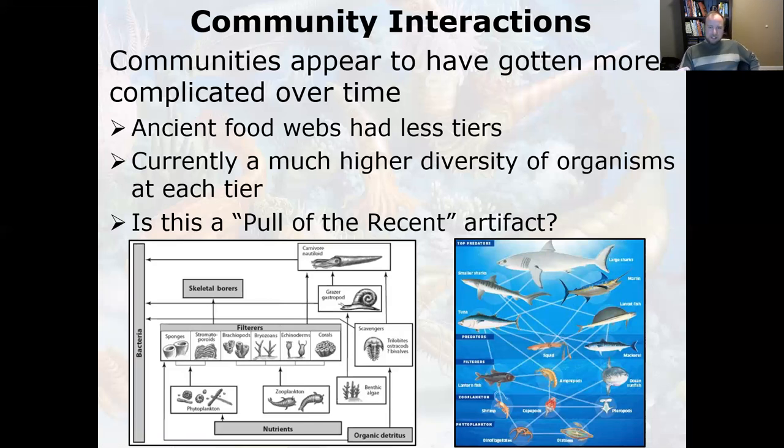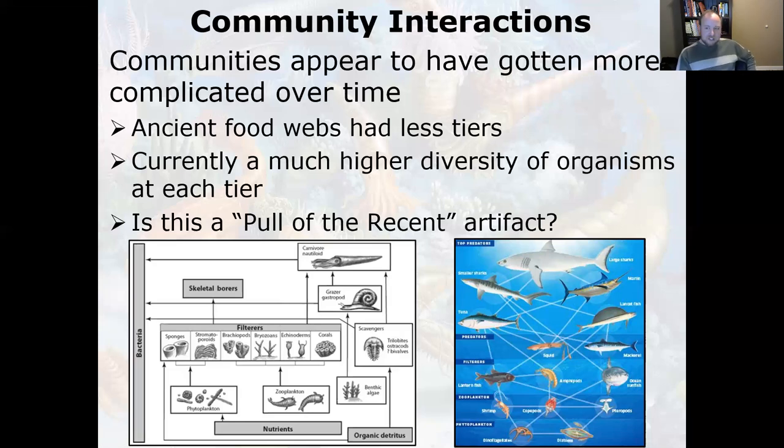And there's been a little bit of a debate about whether this is actually just the pull of the recent. What that means is that if we want to examine a modern food web, we go out and we look at it directly. If we want to examine the interactions in an ancient food web, we can't do that. So we have a more thorough understanding of a modern food web. And so we observe that it's very complex and hard to understand.